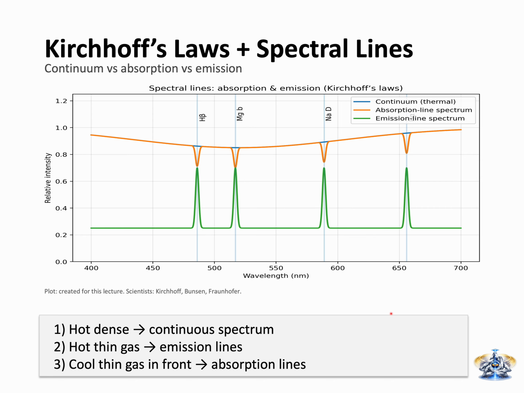This slide is basically the star's barcode. Kirchhoff's laws tell us what kind of spectrum we see depending on the source. Hot and dense objects give us a continuous spectrum, that smooth curve. Hot, thin gas gives bright emission lines. Cool, thin gas in front of a hot source gives dark absorption lines.